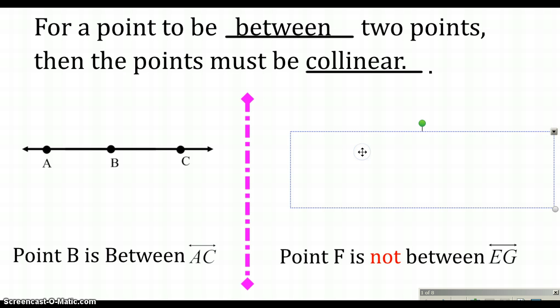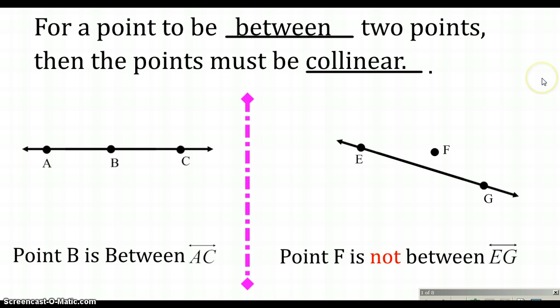In this example, F is not between because it does not lie on the same line. So you just have to know that if they're collinear, it's okay to say that the point is between the other 2 points. Why do we need this?